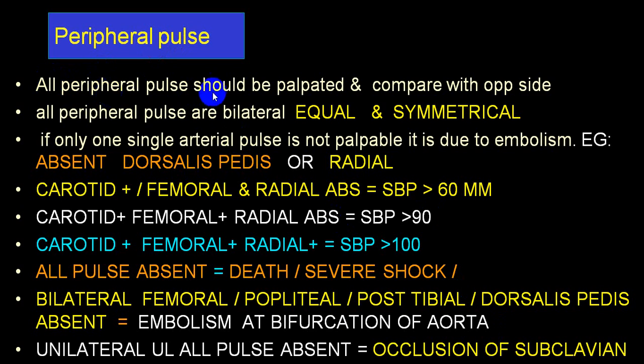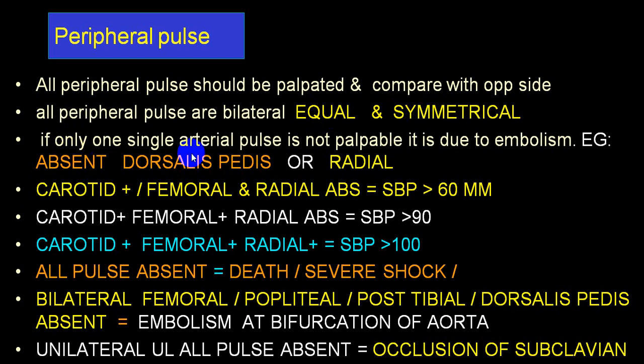Now we know that all peripheral pulses should be palpable, and if you compare with the opposite side, it should be of equal volume. As far as rate and rhythm are concerned, they will remain the same. They cannot change. But volume can change depending upon the size of the artery. If the artery is occluded, pulse may be absent. So you have to compare with the opposite side. In a normal person, all peripheral pulses are bilateral, equal and symmetrical. Equal as far as volume, tension, force is concerned.